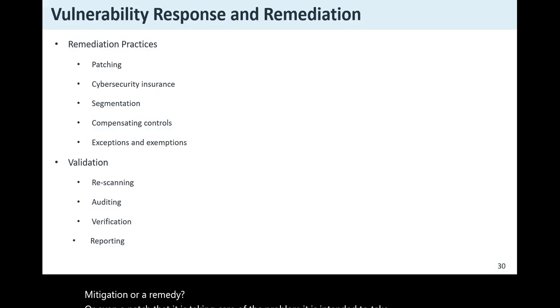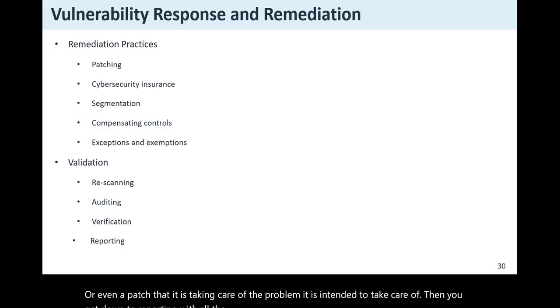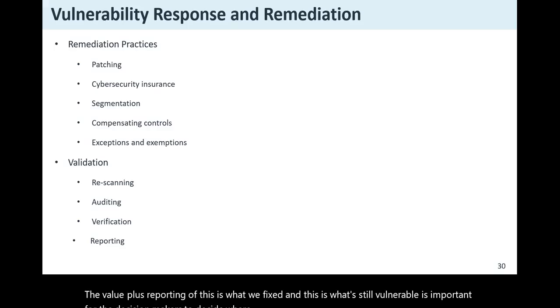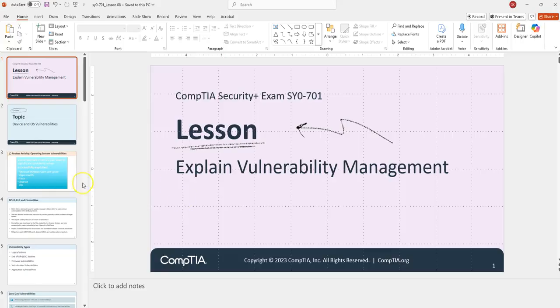Then you get down to reporting. All the work that you're doing in order to keep the organization's information safe needs to be made aware to upper management so they know the value, plus reporting of what we fixed and what's still vulnerable is important for the decision makers to decide where they need to spend the time and money to be in full compliance with the cybersecurity posture that they want. All right, that is my attempt to cover this section. The section was vulnerability management.